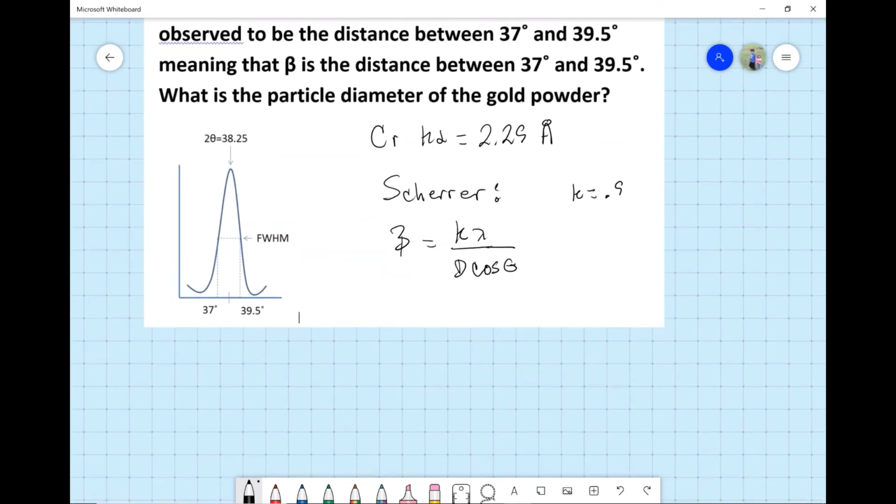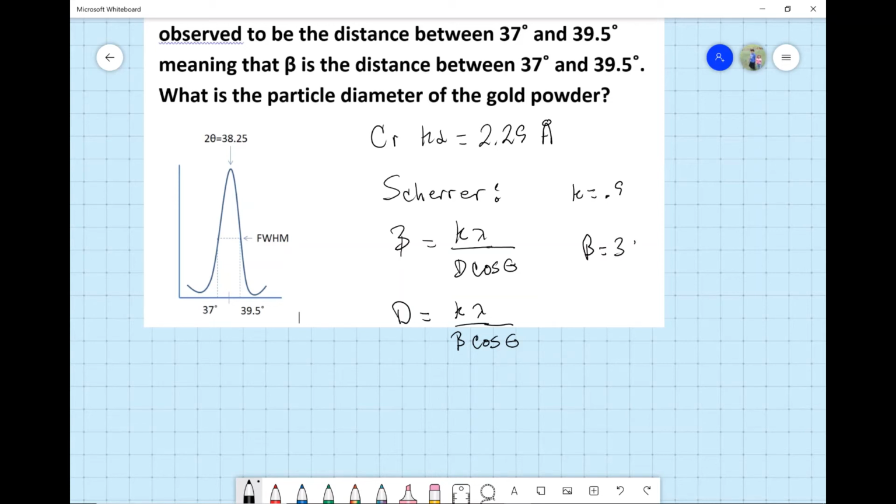And some other things we need to think about. We can rewrite it to be D equals K lambda over beta cosine theta. And when we plug and chug everything, we can get our particle diameter, crystallite diameter of our gold powder, if you will. Full width half maximum.